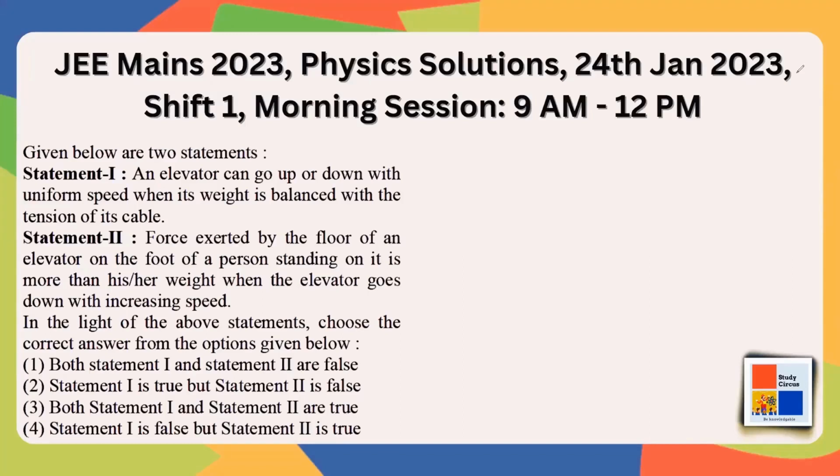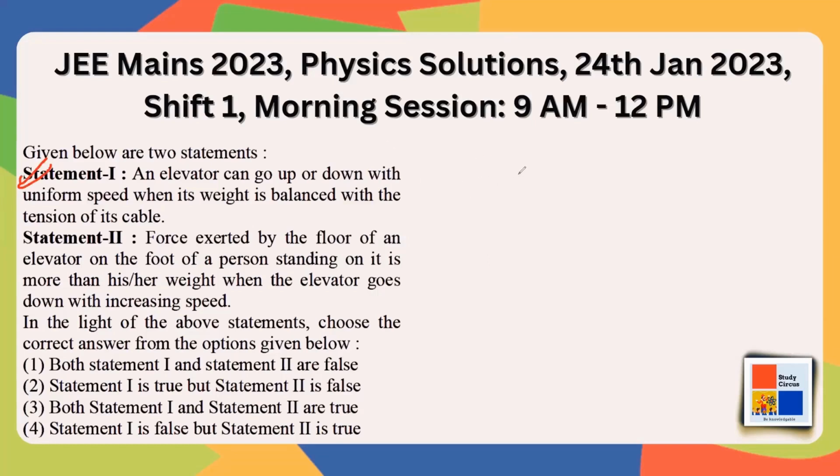This question says that an elevator can go up or down with uniform speed when its weight is balanced with the tension of its cable. So we have been given two statements. We have to find which of them are true, right? Both of them are simple applications of Newton's law. Let's see statement number one.